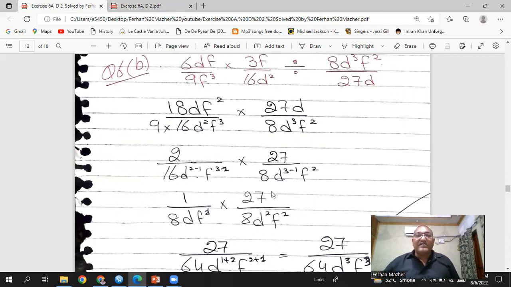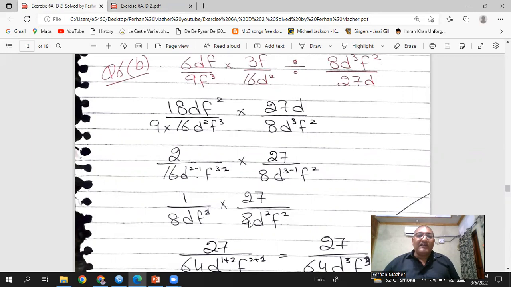Multiply 27 d, this d raised to power 1, this is d raised to power 3. So downstairs I will write d raised to power 3 minus 1 and f square, because the larger power was in the denominator, that's why we have done that process in the denominator. Okay, so now this 2 and this 16 can be cancelled. So it will be 1 by 8 d raised to power 1 f raised to power 1.